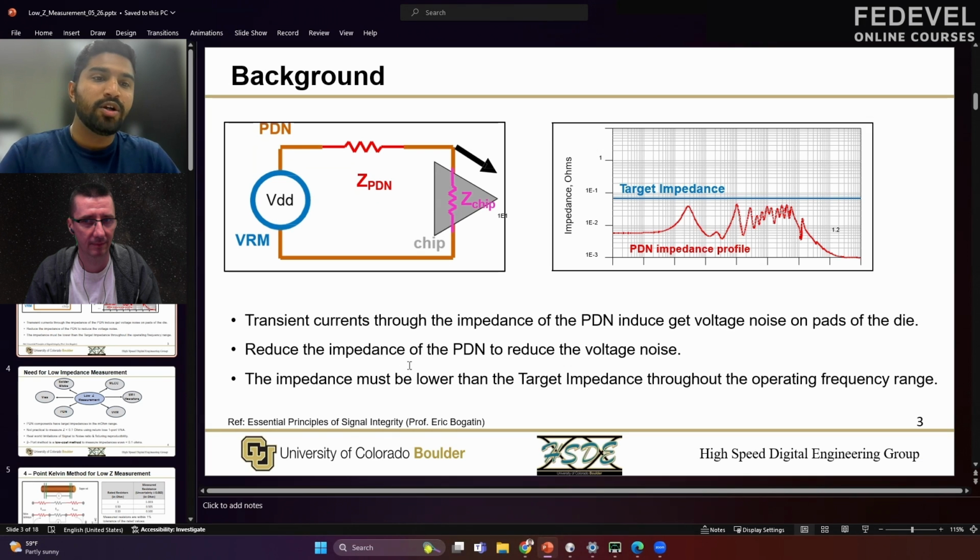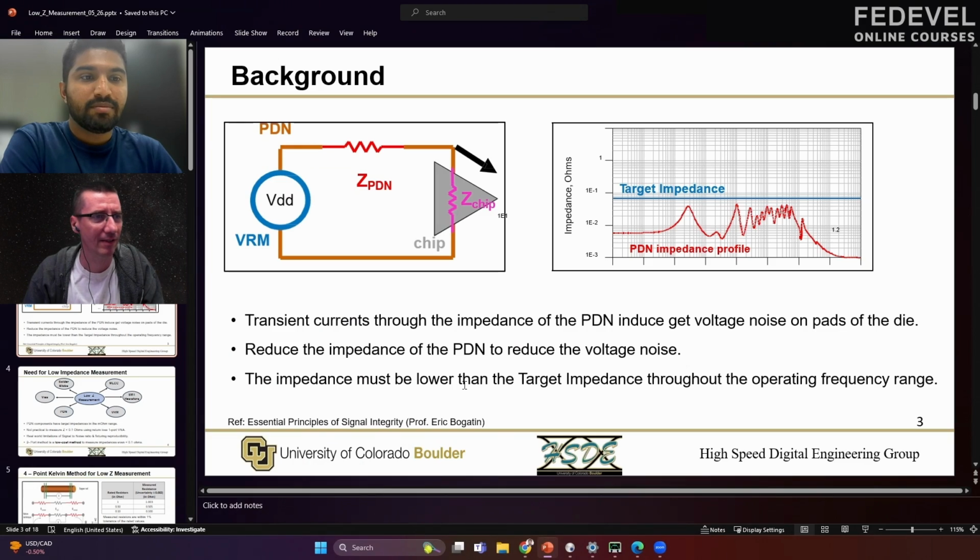So in order to reduce the voltage noise that we have on the pads of the die, what we can do is reduce and keep the impedance of this PDN below a target impedance. And it should be throughout the frequency operating range of the device. What do we see on this graph?